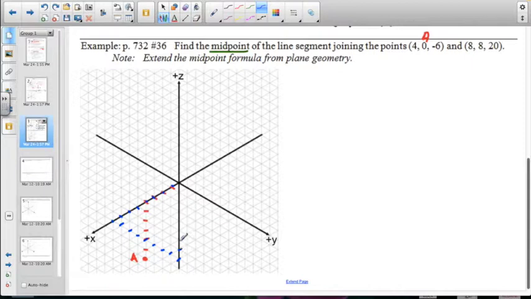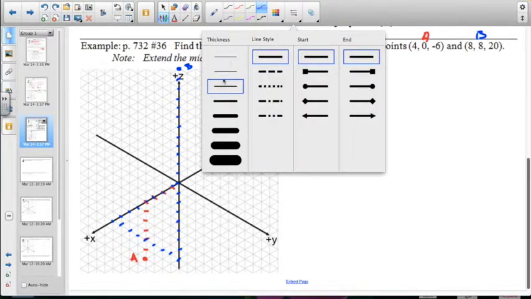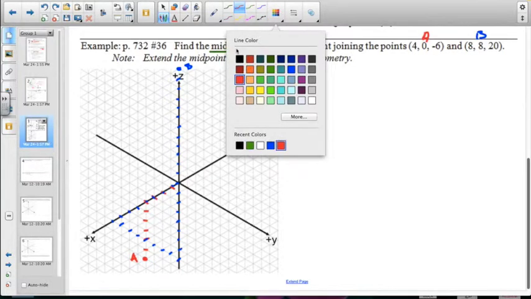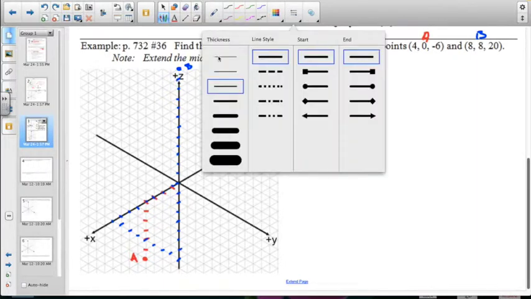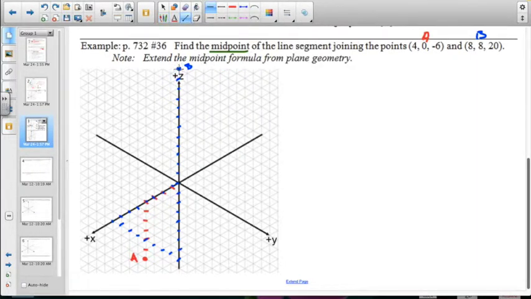So 1, 2, 3, 4, 5, 6, 7, 8, 9, 10, 11, 12, 13, 14, 15, 16, 17, 18, 19, 20. Just made it in. So there is point B. And so what we want to find is the midpoint between those 2 points. So if we go ahead and draw that line there, we go ahead and put that line right in there.